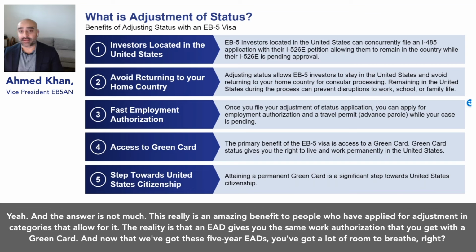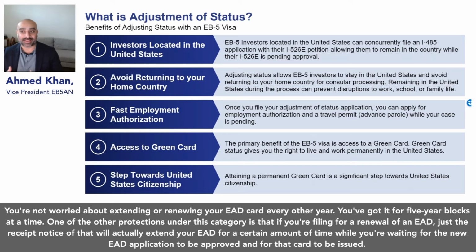This really is kind of an amazing benefit to people who have applied for adjustment in categories that allow for it. The reality is that an EAD gives you the same work authorization that you get with a green card. And now that we've got these 5-year EADs, you've got a lot of room to breathe, right? You're not worried about extending or renewing your EAD card every other year. You've got it for 5-year blocks at a time.